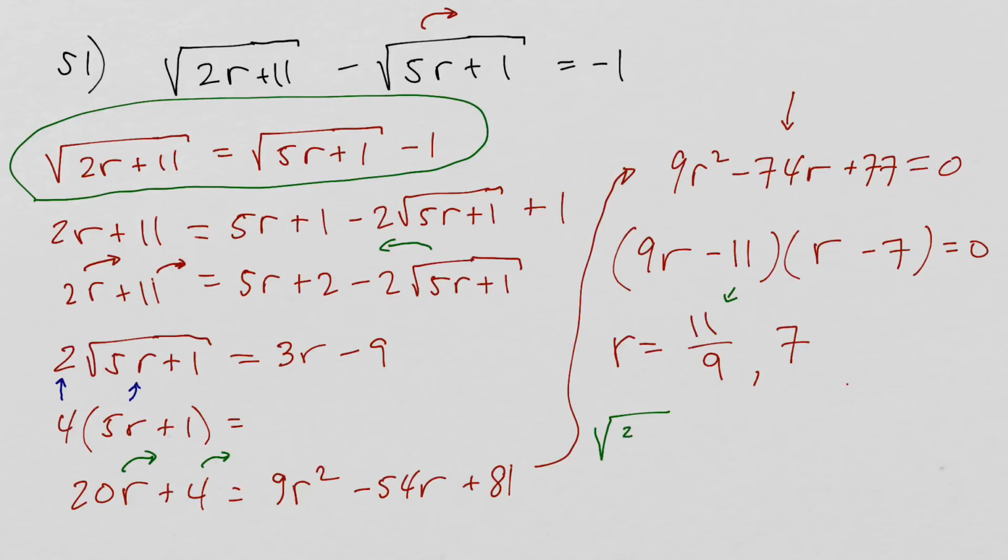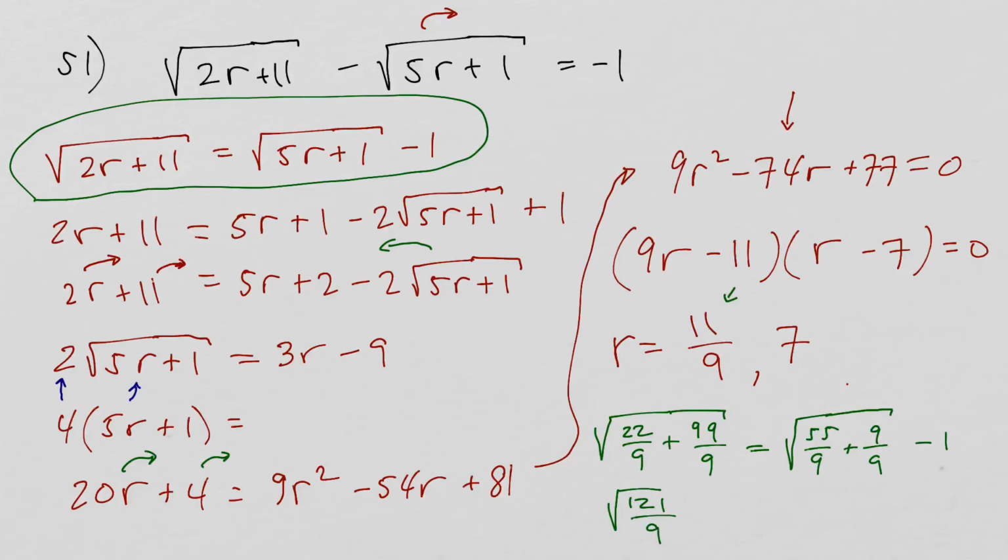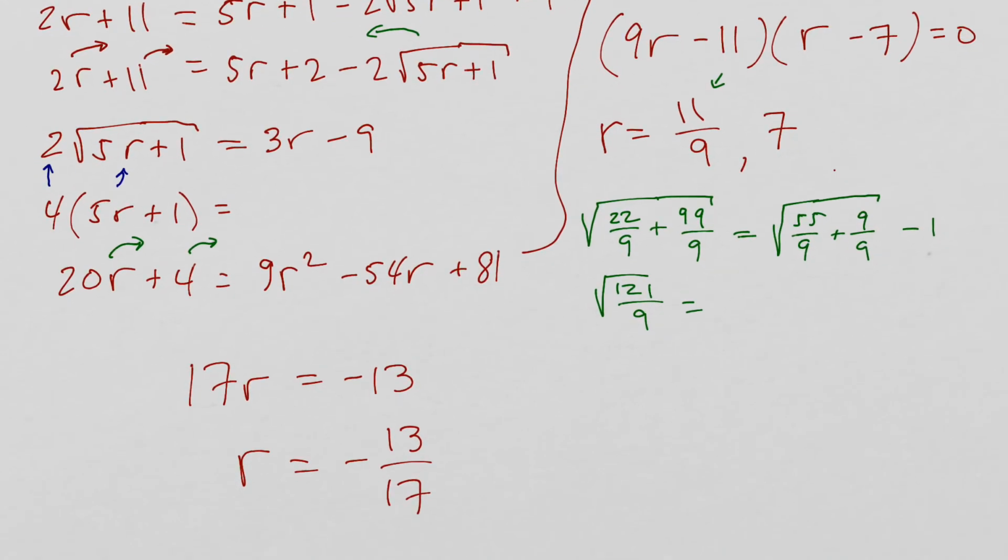I have the square root of 2r, which is 22 over 9, plus 11, which I'll write as 99 over 9. Is that equal to the square root of 5r, which is 5 times that, 55 over 9, plus 1, which I'll write as 9 over 9, minus 1? Is this true? Well, up on top on this one, I have 121 over 9. Let me move this up. Oops, I have some weird work over here. Okay, I don't know where that came from.